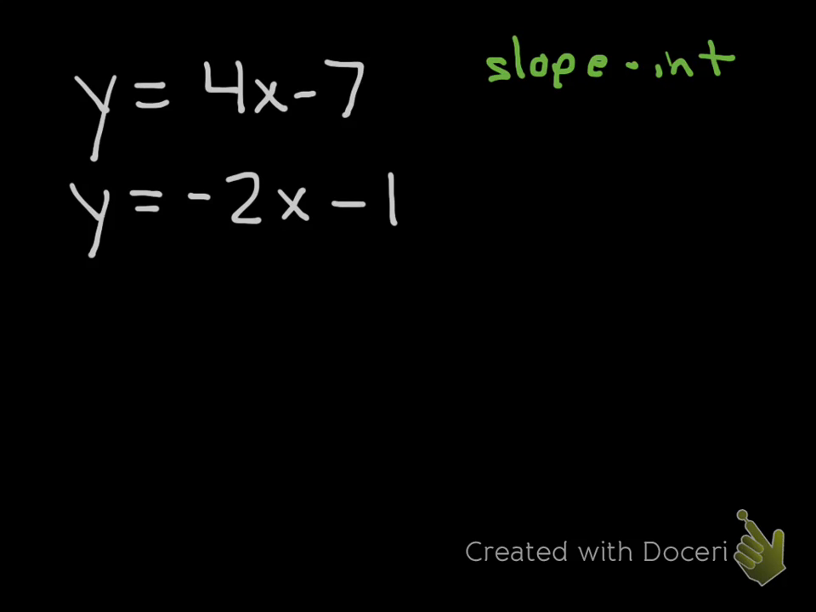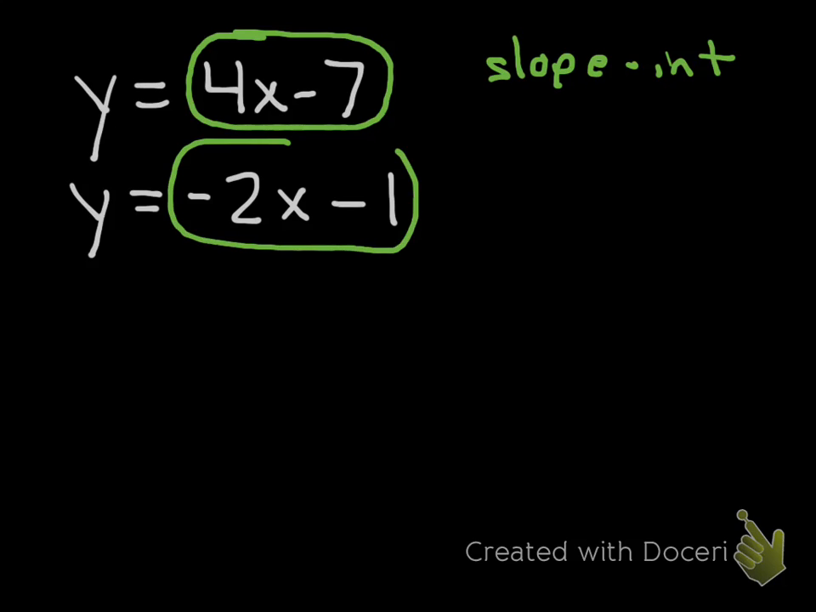And I want you to notice that both of these equations represent what y equals. In one case, we have y equals 4x minus 7. And here we have y equals negative 2x minus 1. Well, clearly we have both equations that say y equals. So the substitution method says, in this second equation, I can replace y with what y is equal to in the first equation, which is 4x minus 7.